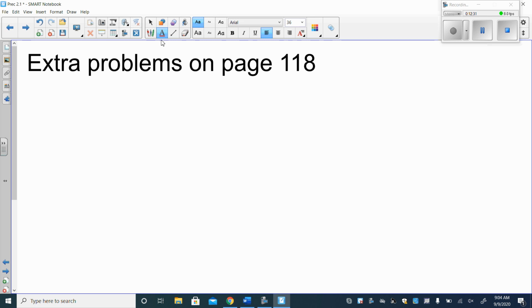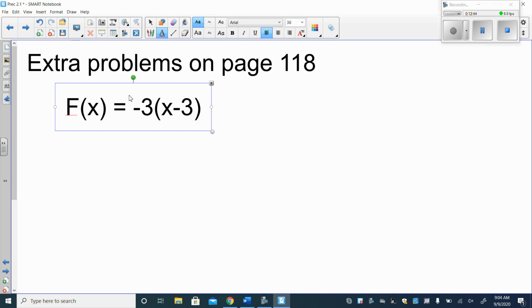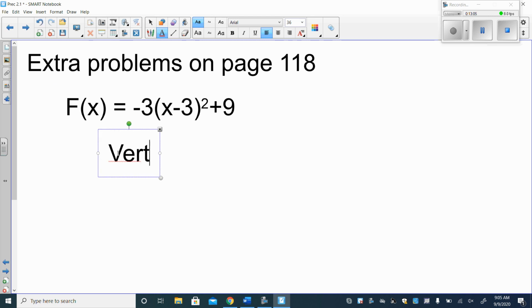Now, there can be more examples of this, so we could have, say, f of x equals negative 3 times x minus 3 squared plus 9. We could start off with something like this, and it's not too bad. It's saying the vertex is our h comma k.